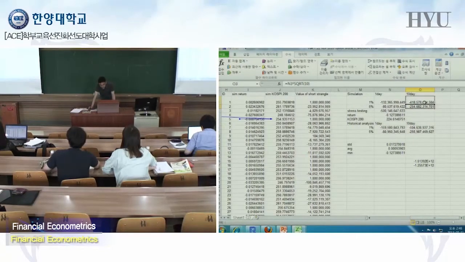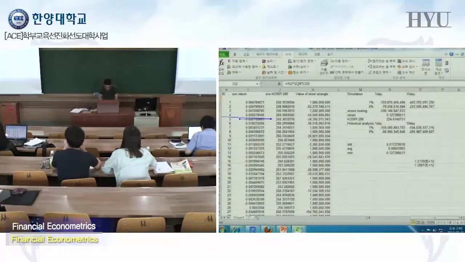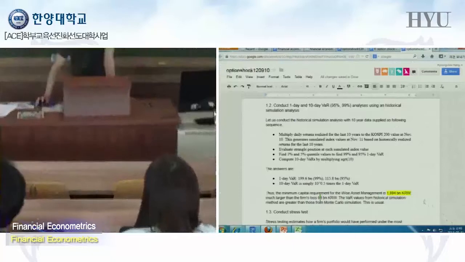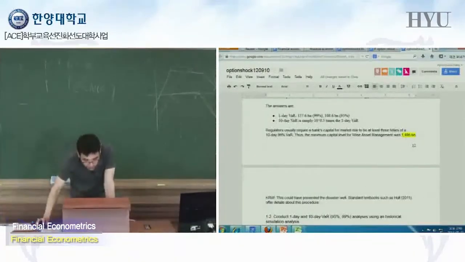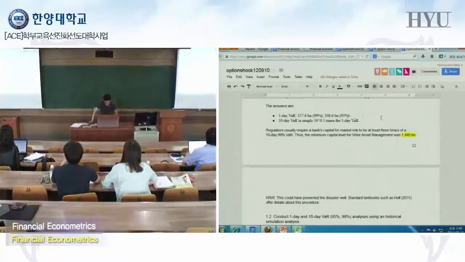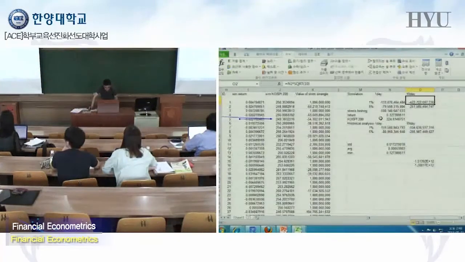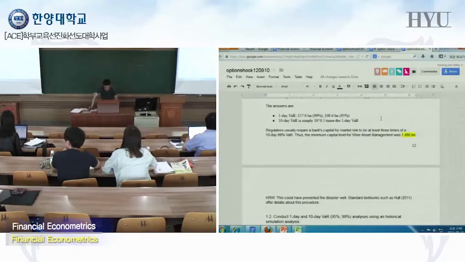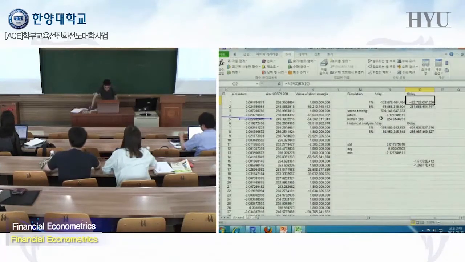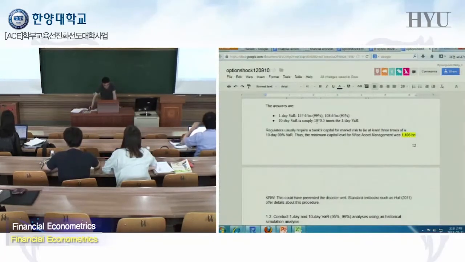And then since we have the 10 day value at risk, I can simply multiply by 3. It's 3. And then the value is, yes, this is the answer. So it's 1.576 billion, 1.08 billion, and 5%. Anyway, then I get the value at risk.